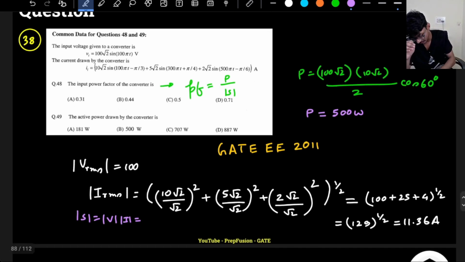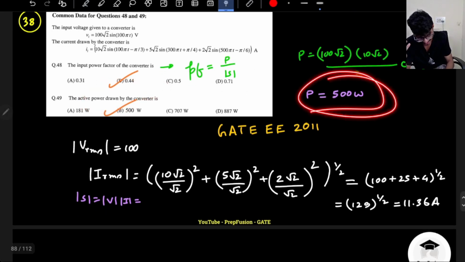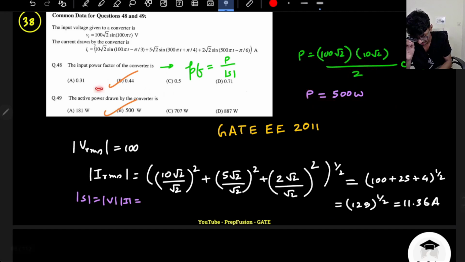So we have already found the power factor, and of course we have found the power as well, because they asked for the active power drawn by the converter. That we already solved at the very start. So the answer will be B, 0.44 and 500 watts.